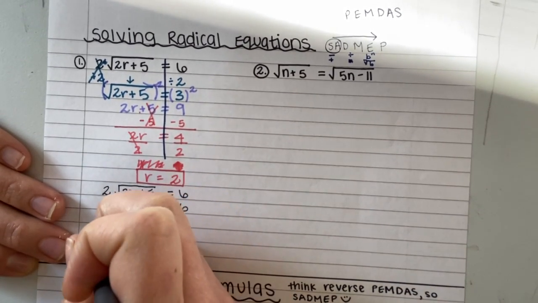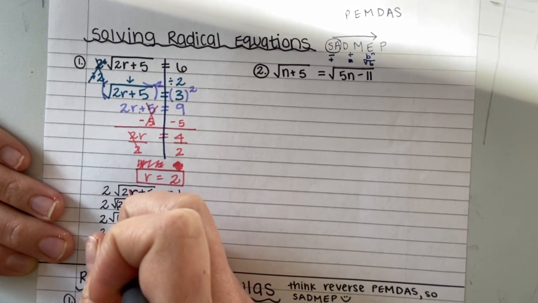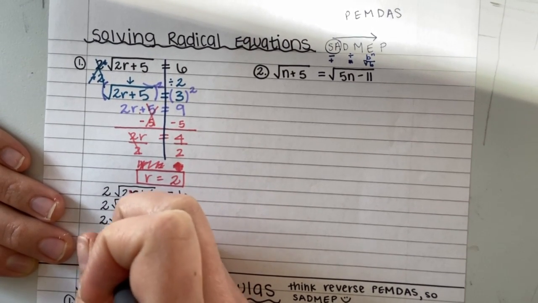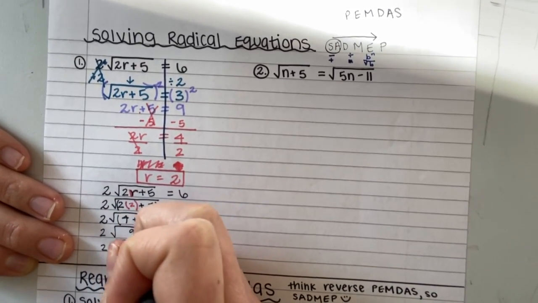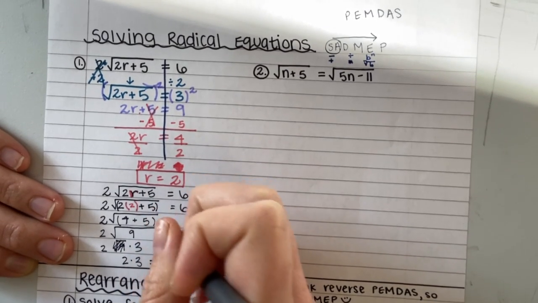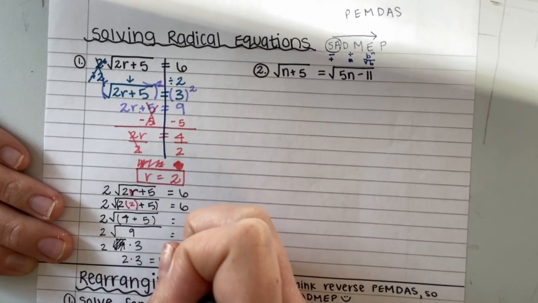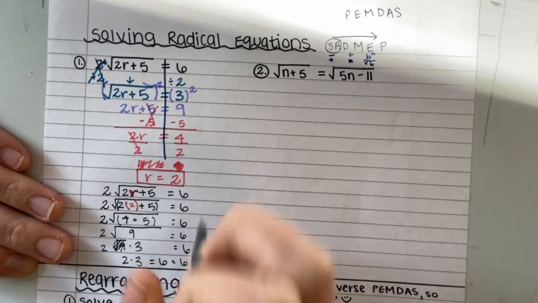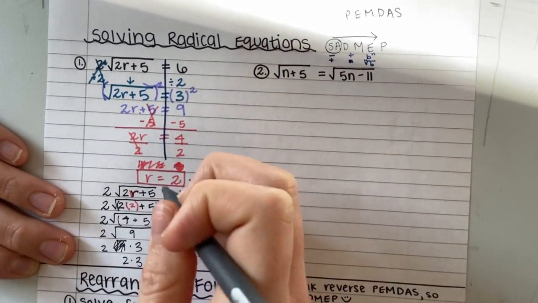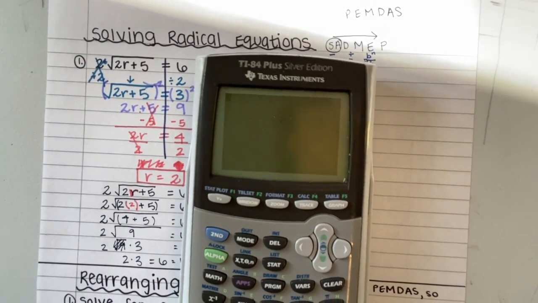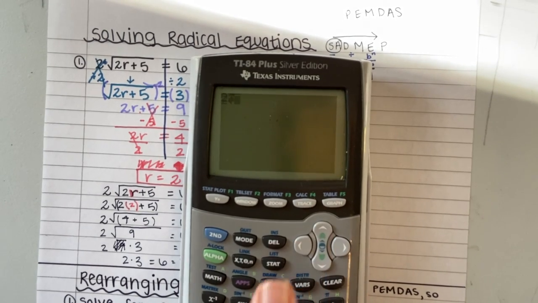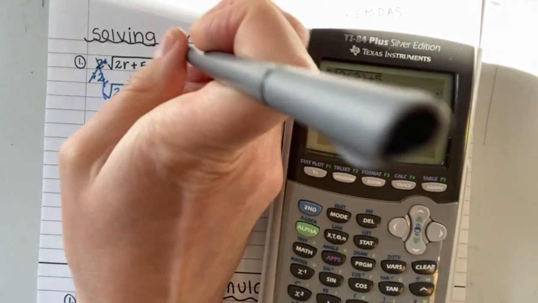And I get the square root of 9. And the square root of 9 is 3. And 2 times 3 equals 6, which is what we wanted to get. So I know that I did it correct because when I went back to check my answer, it was correct. You can also just directly type it into your calculator. So if I had 2 square root 2 plus 5, I get 6. So that is correct.